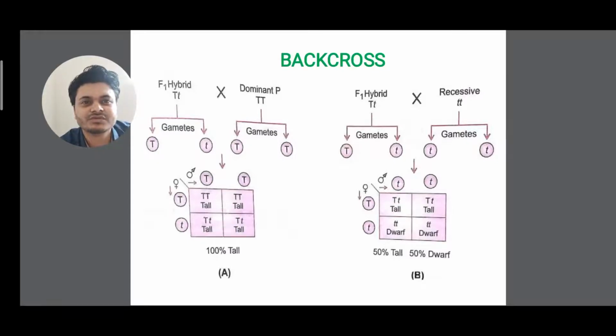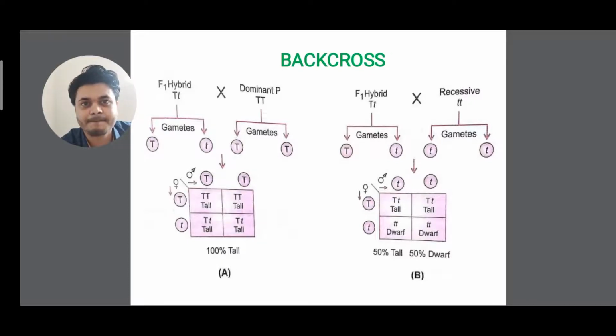So you do the crossing, and you find this on the right-hand side. You can see the gametes are taken out in the same way. These are all done in the monohybrid cross, but the difference is that when the F1 hybrid is crossed with the dominant parent, all are tall, that means 100% tall plants were produced, whereas whenever the F1 hybrid is crossed with the parental recessive generation, then 50% tall and 50% dwarf variety were produced.